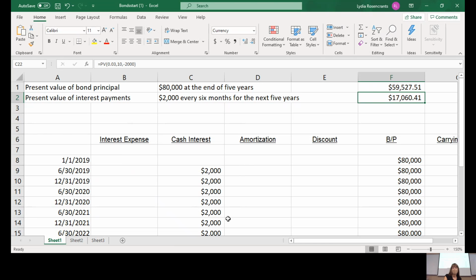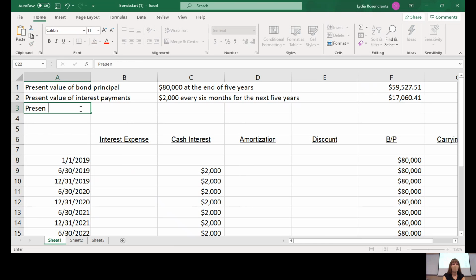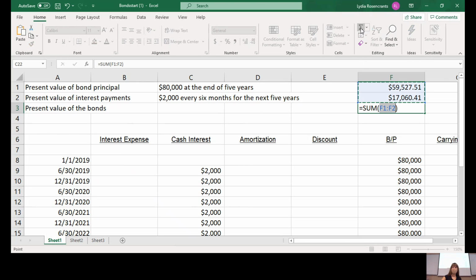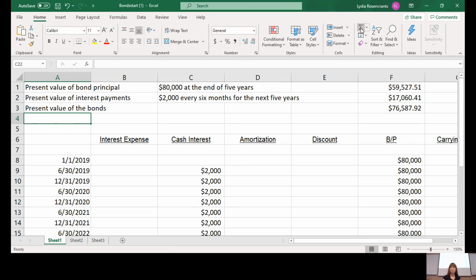All right. So the present value of the bonds is the sum of those two present values for the cash flows. Remember the sum function up here? I just hit the little sum function up here. It adds those two together for me. And there is the 76,588 that Mike told us the bondholders paid in.